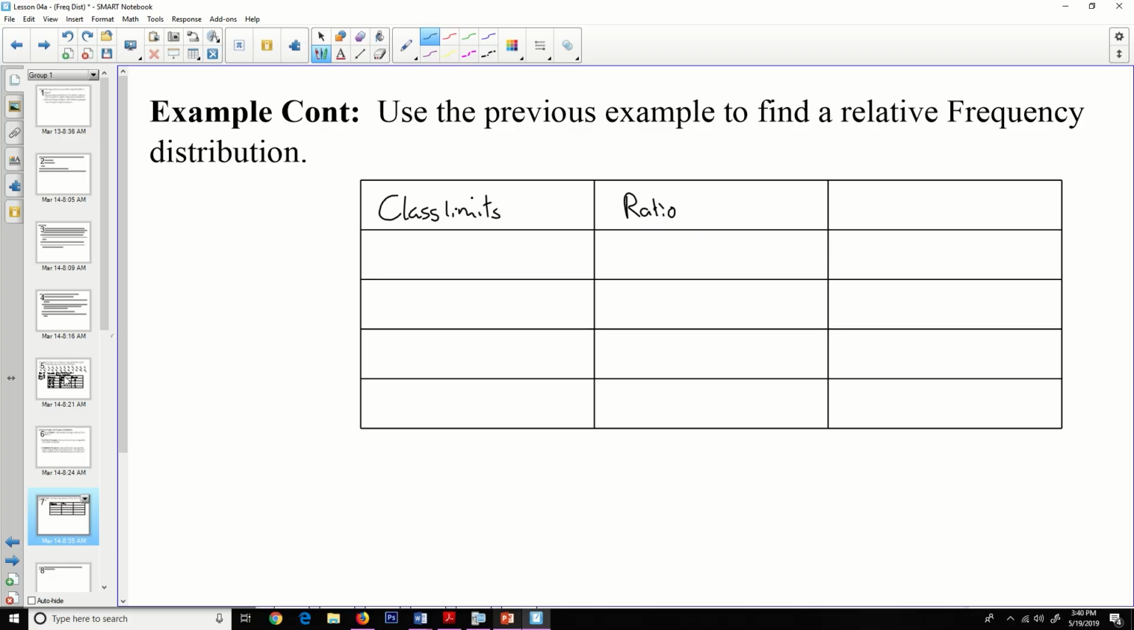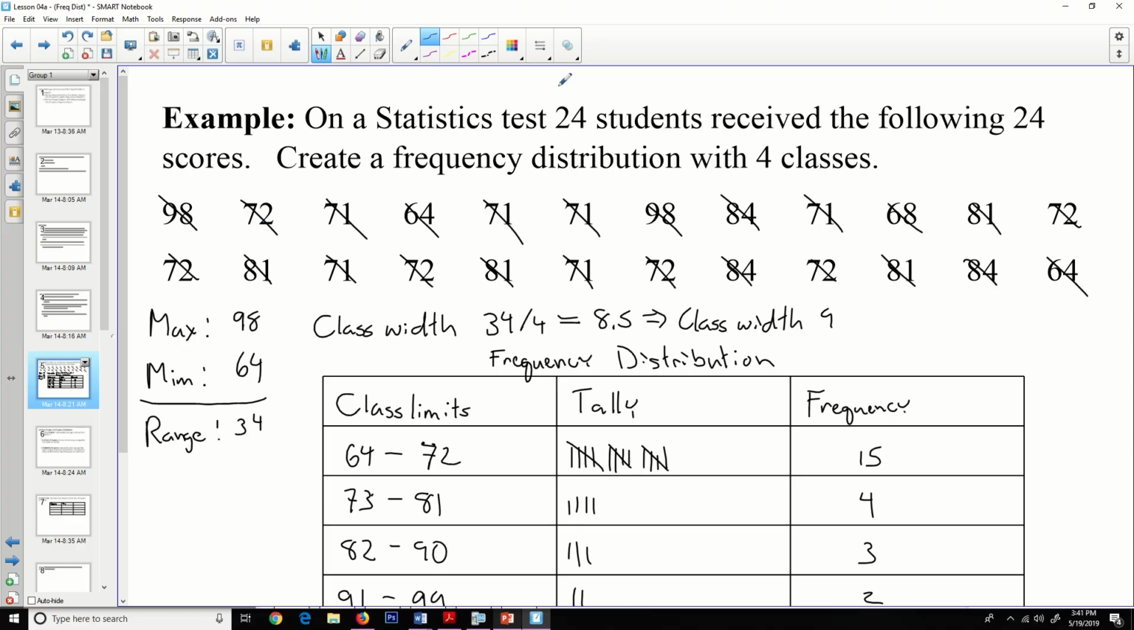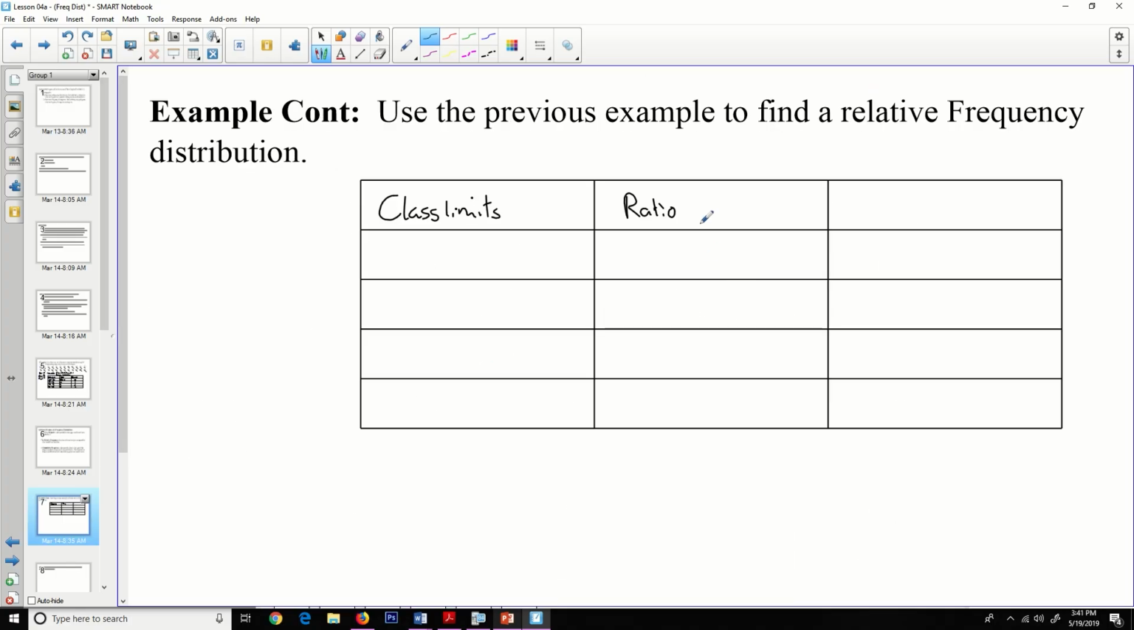If we go back to the original question, on a statistics test, 24 students received the following 24 scores. So each of those ratios will have 24 as the denominator here. So 24, 24, 24, 24. Those aren't very good fours. Let's do a better job there, McCully. Good. The class limits are the same, so 64 to 72, 73 to 81, 82 to 90, and then 91 to 99.